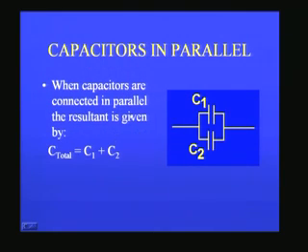If you connect the capacitors in parallel, then you can see they add, as you do in the case of series resistors. So C total in the case of capacitors connected in parallel is nothing but C1 plus C2. So you should observe the difference between the combinations of capacitors and the combinations of resistors.